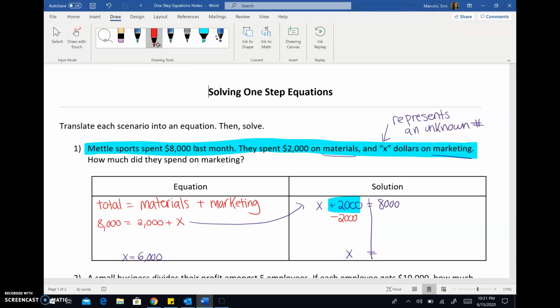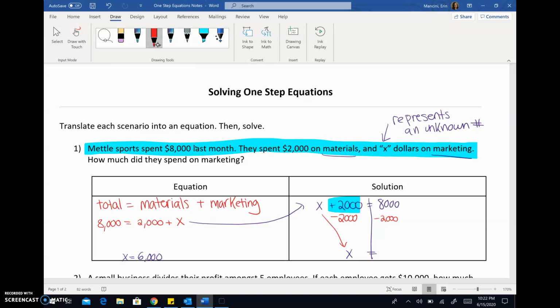Okay, so that's why that'll work here. But in an equation, you need to keep it balanced, meaning whatever you do to one side, you have to do to the other side as well. So if you subtract 2,000 here, you need to subtract 2,000 here. Okay, so again, you have plus 2,000, you subtract 2,000, that's 0, so you're just left with X.